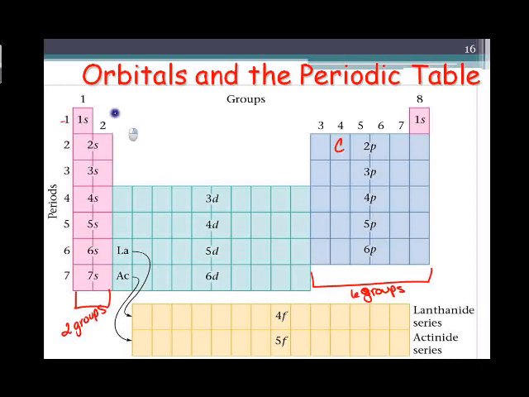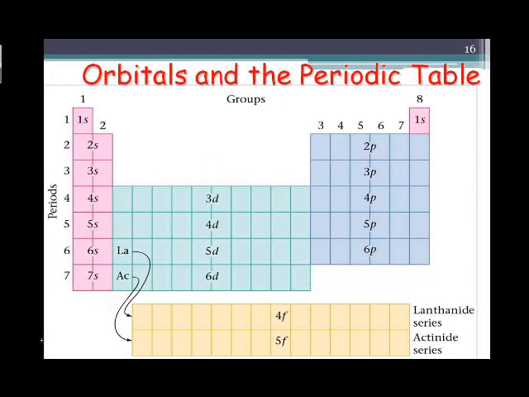Well, we completely go through the s block. So carbon's electron configuration is 1s2 because we have two elements in the s block. To get to carbon, we need to go through the 2 elements in 2s. So it's 2s2. And carbon is the second element in the 2p block. So we can see 2p2. So that's the electron configuration for carbon.